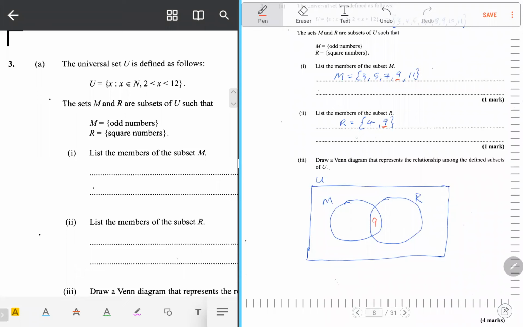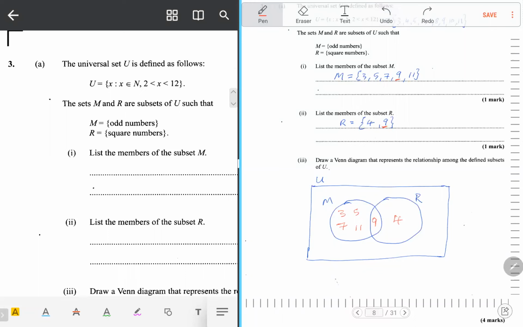And then now you can complete the R, put all the other values. The other value in R is just 4, so you put a 4 there. And then the other values in M would be the 3, the 5, the 7, and the 11, those 4 values. 3, 5, 7, 11.